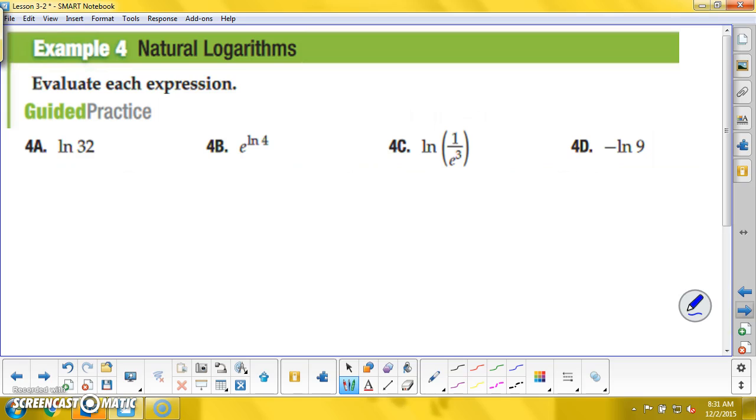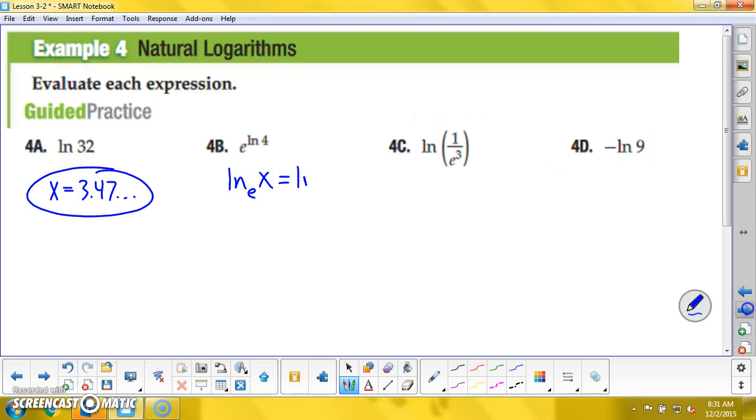Last 4 problems. Natural log of 32. You type that in on your calculator to get the answer. And we get a decimal approximation of about 3.47. This is in exponential form, so the natural log of x base e equals the natural log of 4. Cancel off the natural logs and we get x equals 4.